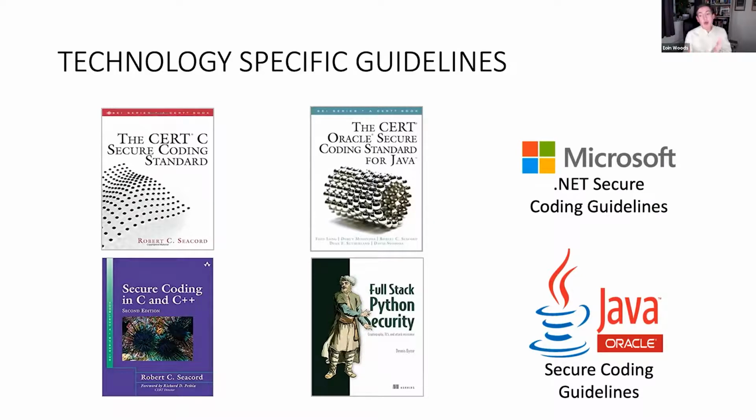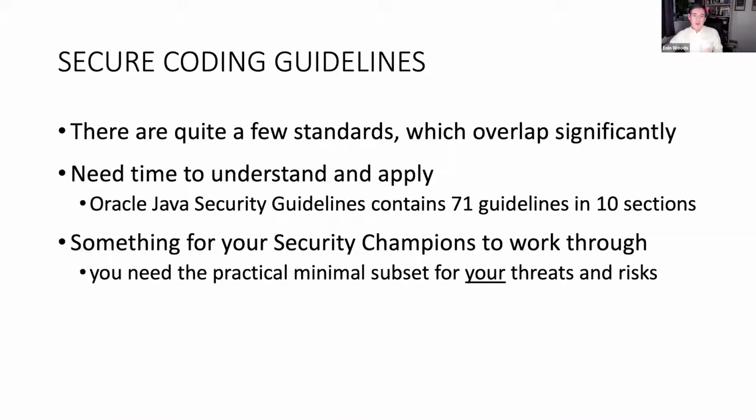And then lastly, of course, the platform vendors themselves. Oracle in the case of Java, Microsoft in the case of .NET have secure coding guidelines. There are quite a few of these guidelines, as you can see, and they overlap significantly, but they are different. My warning about them is that they take time to understand and apply. Just the Oracle Java guidelines have 71 guidelines. I think it's quite clear that most people are not going to hold that in their head the whole time.